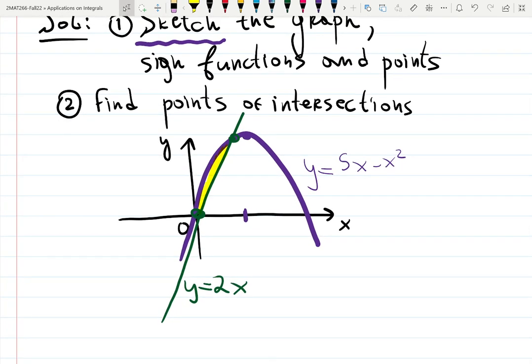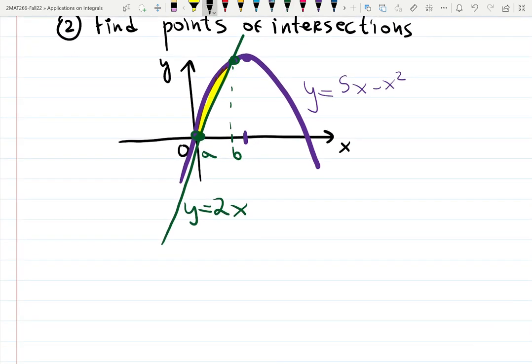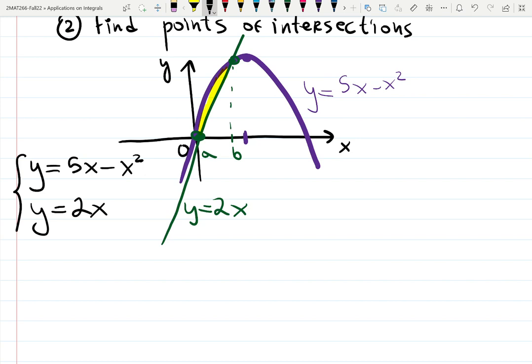So let's do that first. Step 2, find points of intersection. So we have points A and B, and if we choose case 2, we will have to find C and D. To find points of intersection, you go back to your system of equations and solve it. That's what you do. You solve the system of equations using any method you know.